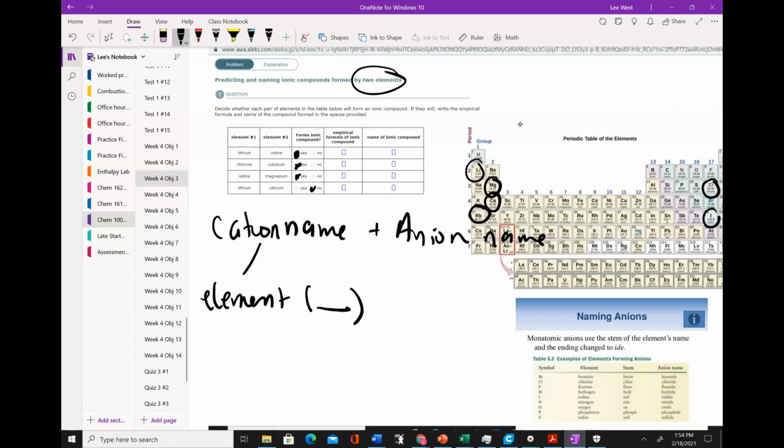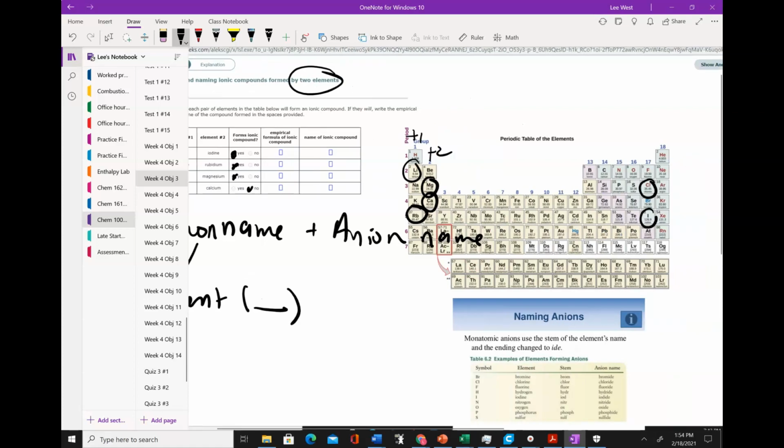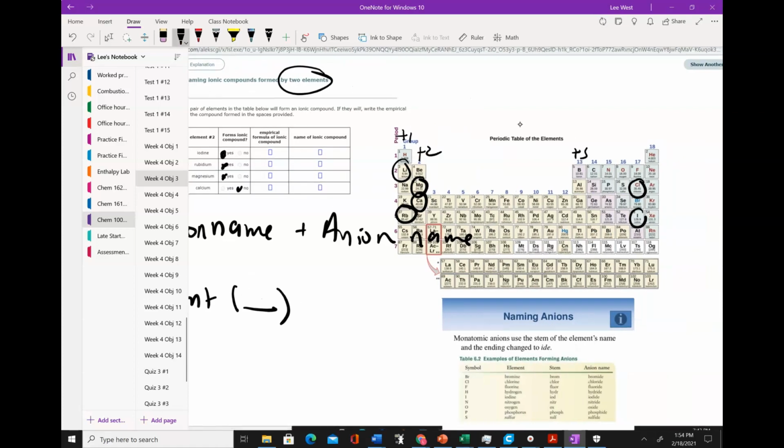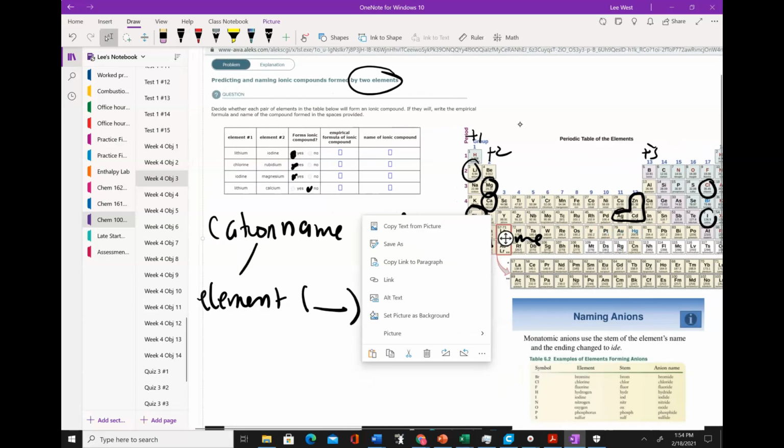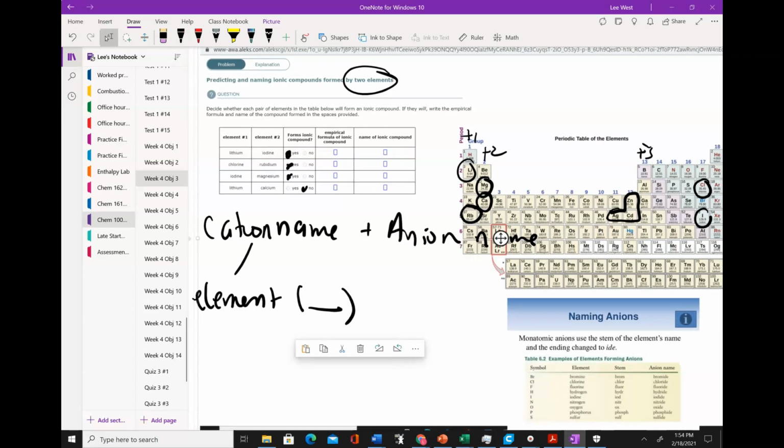Now, there are 3 groups that don't need the charge in parentheses: +1, +2, +3. Group 1A, Group 2A, and Group 3A, those metals don't need their charge indicated, along with silver, cadmium, and zinc. So we want to keep that in mind. That's important. Otherwise, it may need the charge in parentheses.